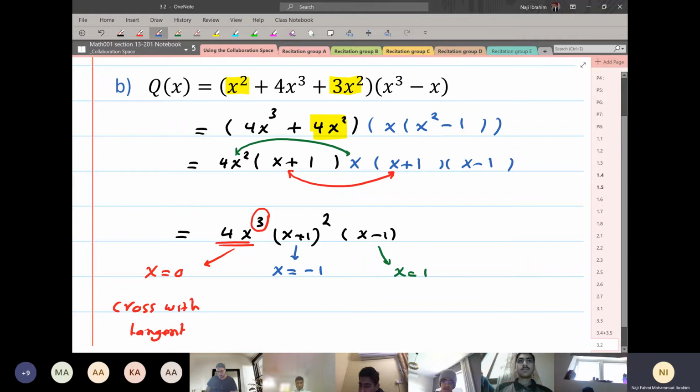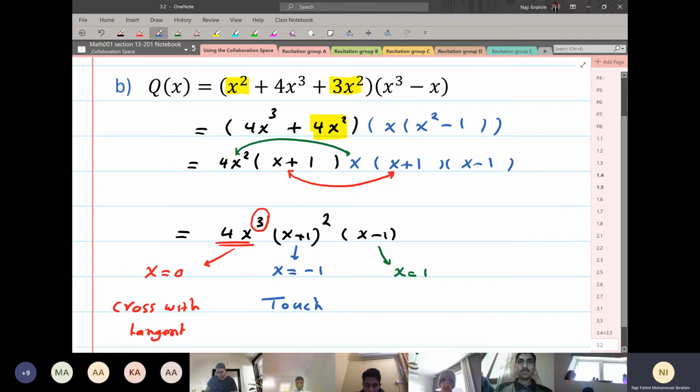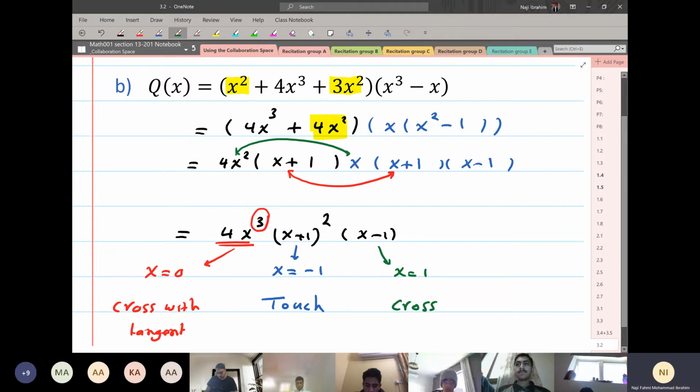What about the power of the second bracket? It's 2. This means this will make a touch. And what's the power of the last bracket? What will it make here? Only a cross. Here we have studied the behavior of the polynomial around the zeros. If you have a question, raise your hand. You don't, I'll move on.